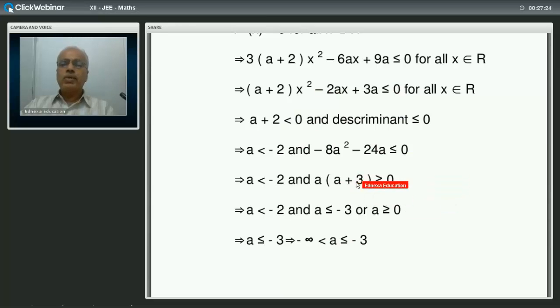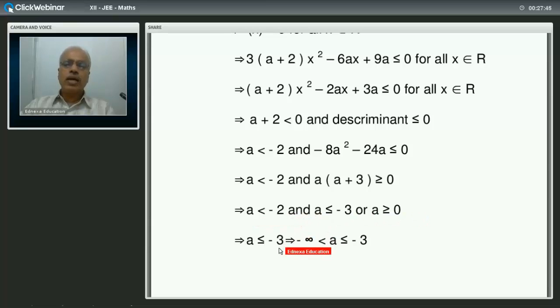Now if a into a plus 3 has to be greater than 0, then a has to be less than minus 3, or a can be greater than 0, because if a is between minus 3 and 0, for example, if you take minus 2 or something, you can see this product becomes negative. So these are the two conditions that it must meet, and your answer is the intersection of both these conditions.